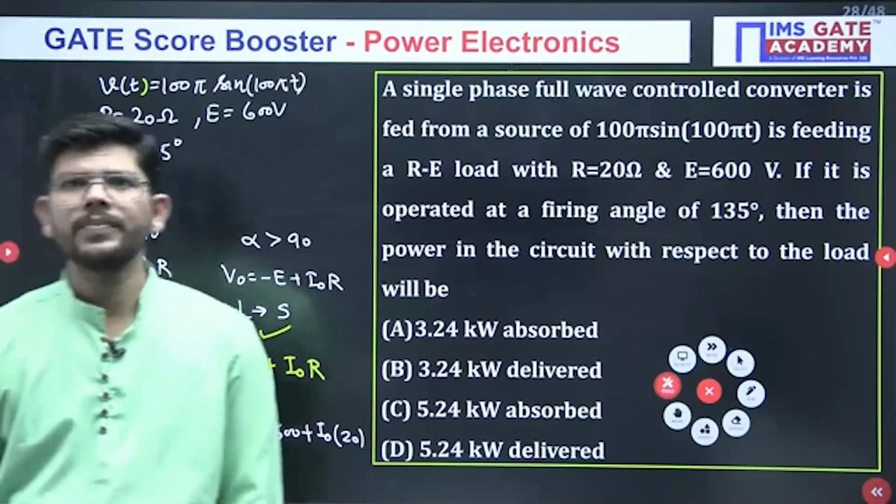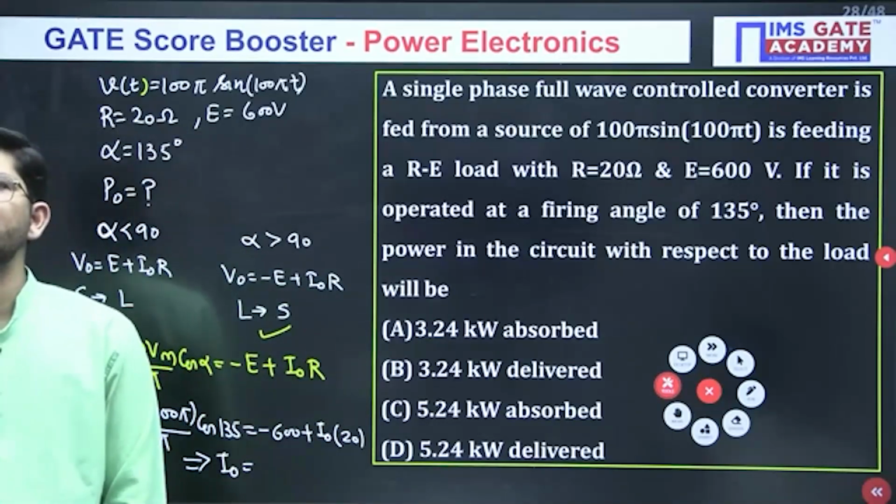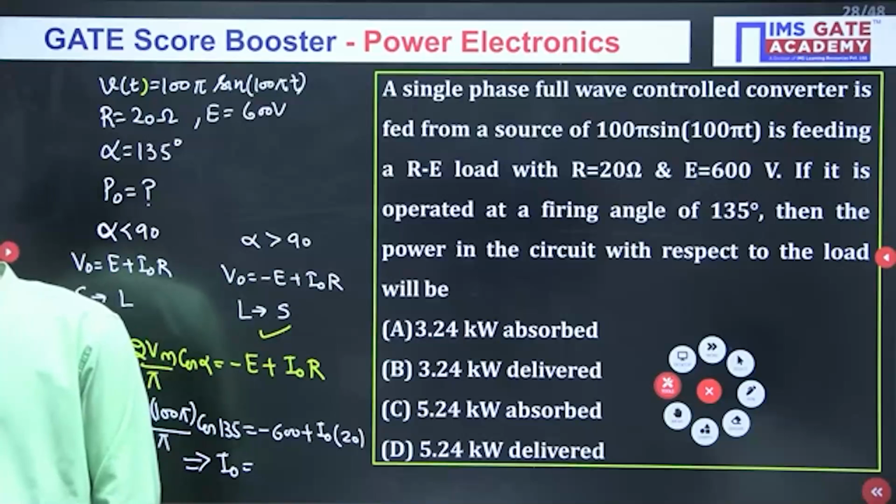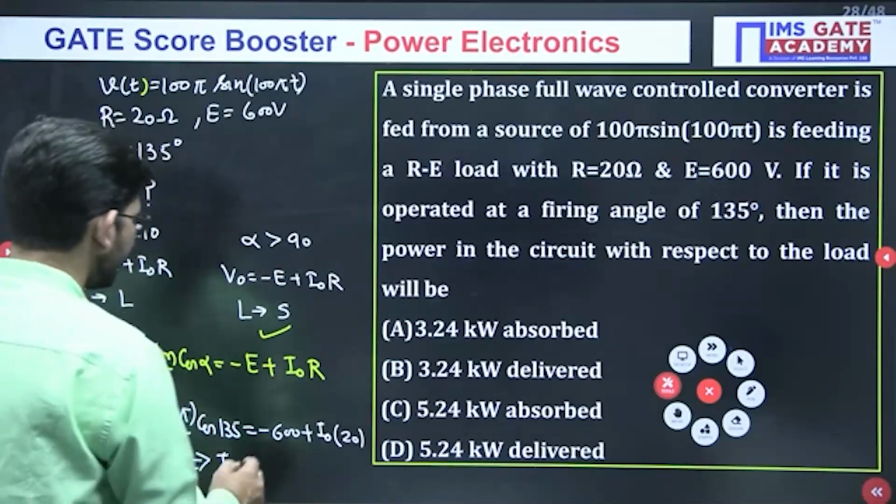And what will be I naught? E is greater than Vm, that is also true. So I naught will be 22.93.